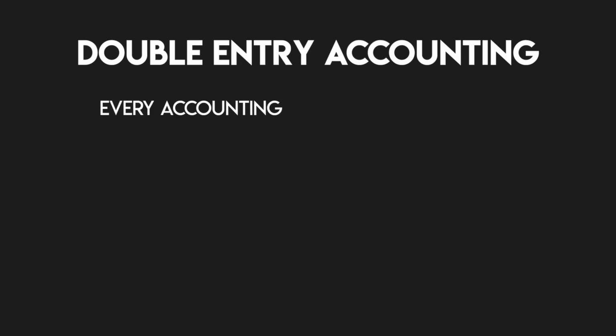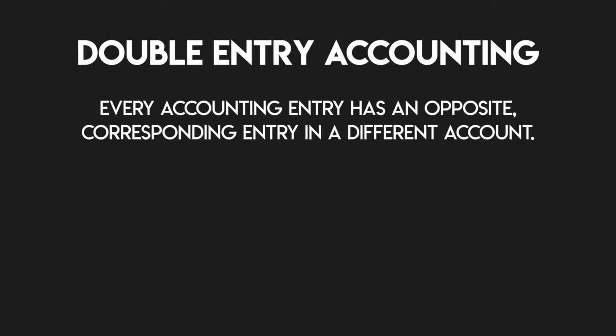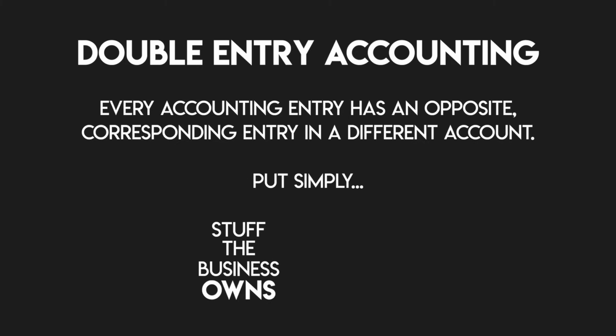So here we are, we have a clean slate. We're going to build this balance sheet from the ground up using one key principle: double entry accounting. In double entry accounting, every accounting entry has an opposite, corresponding entry in a different account. Or put simply, stuff the business owns is equal to the stuff the business owes.